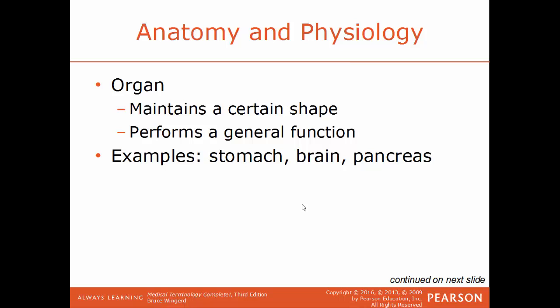Okay, when you get different tissues working together, you get organs, and these will maintain a certain shape. The kidney has a particular shape to it, and the heart has a particular shape to it. And all organs have a general function. Your heart does a function that the kidneys don't do, or the liver doesn't do, and vice versa. The heart has a particular job. The brain has a general job. The liver has a general job that other organs don't do. And some examples are listed here: the stomach, brain, pancreas, skin, and so on.